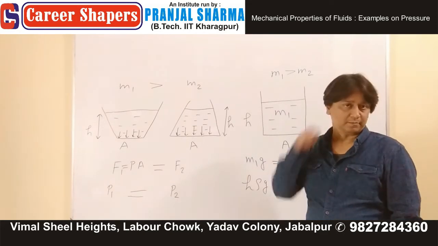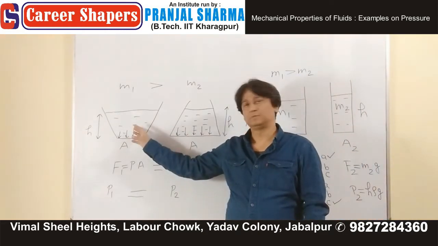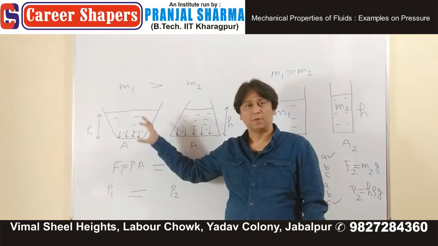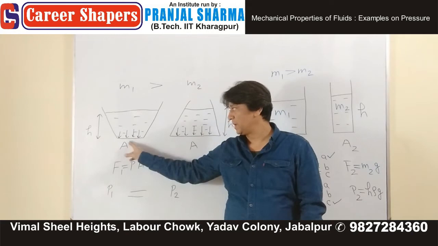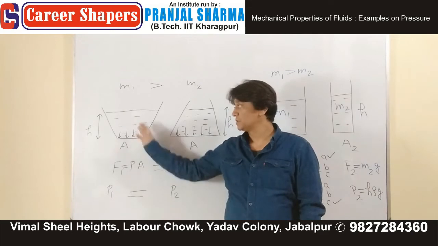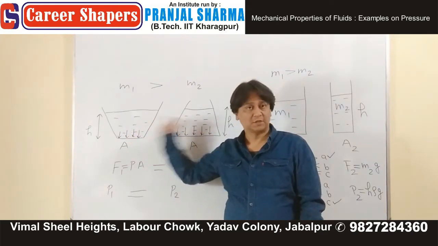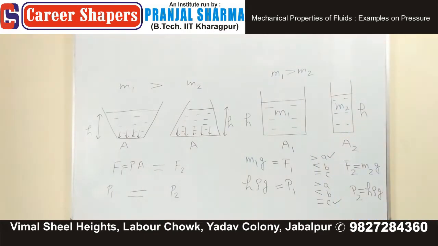Now who can tell me, although this has more weight in it, still the force at the base, at the bottom of the beaker, is coming the same. This has more weight, still you are getting the same force. How is it possible? Can you give me an idea? If you think you can, then mention that in the comment box.